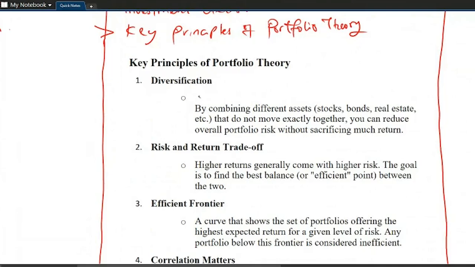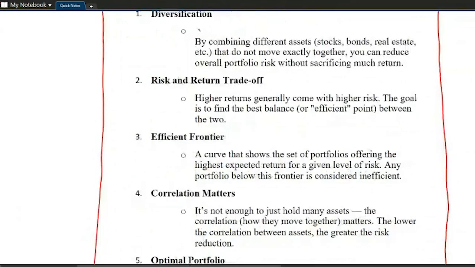Number two is risk and return trade-off. In portfolio theory, we agree that the higher the returns, of course, the higher the risk. Which means the goal is to find the best balance, right? So the next one is efficient frontier.